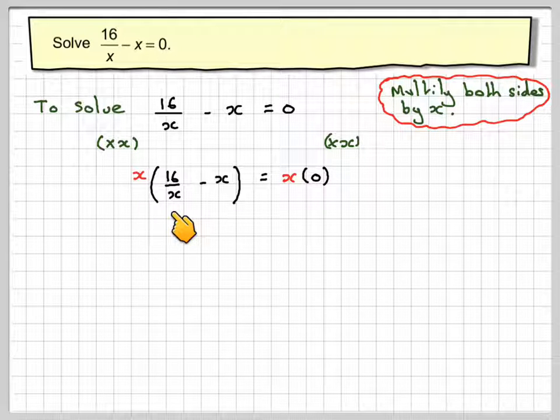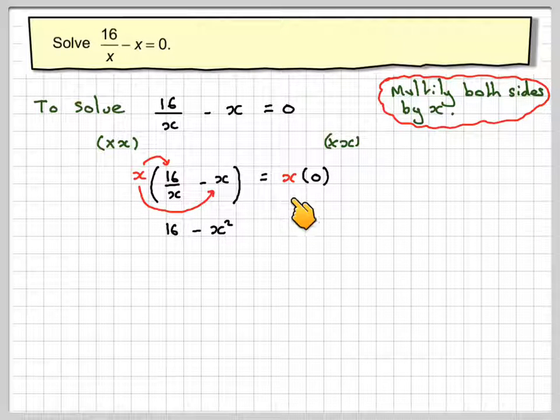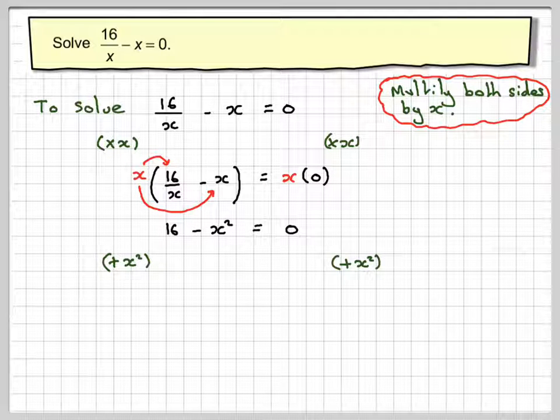So x over x, x divided by x, just gives you 16. And then x times minus x gives me minus x squared. So x times minus x is minus x squared. And x times 0 gives me 0. And then we're going to add x squared to both sides. By adding x squared to both sides, we're going to get 16 is equal to x squared.